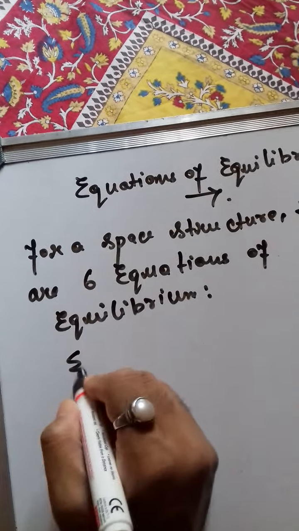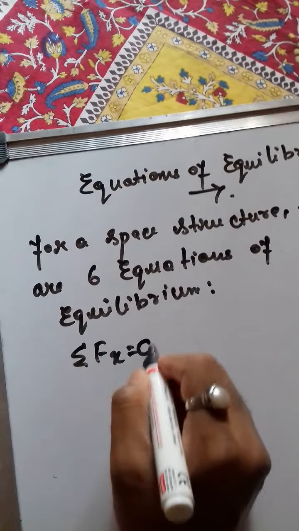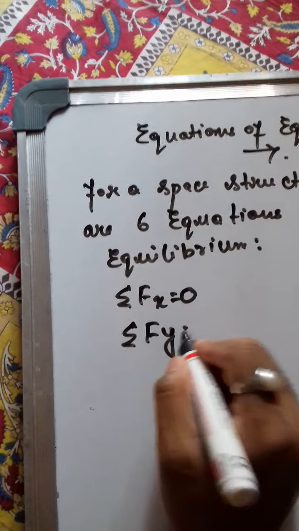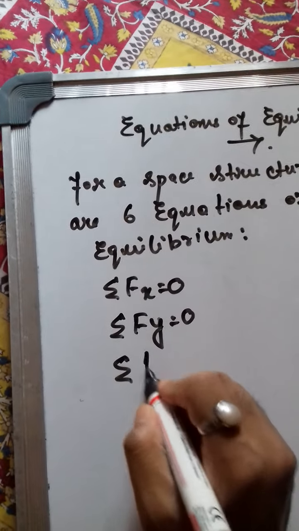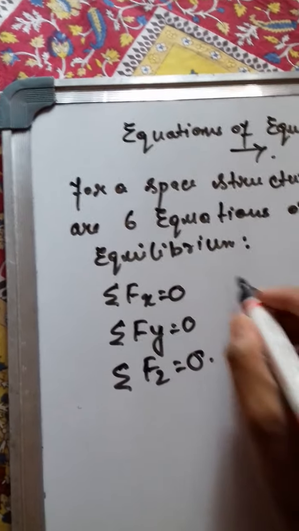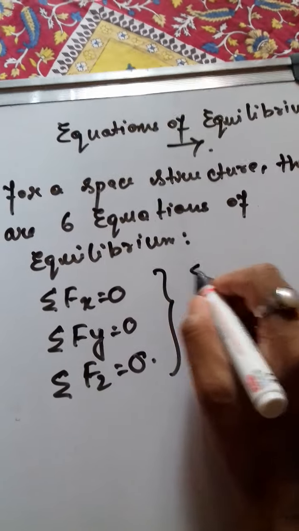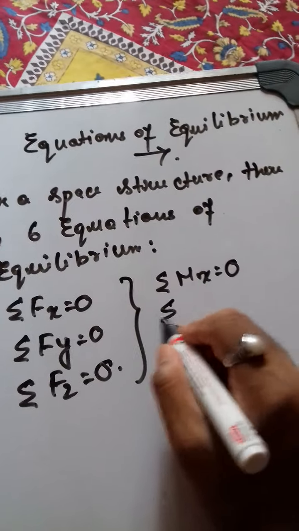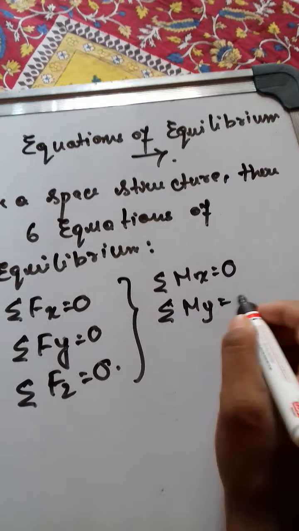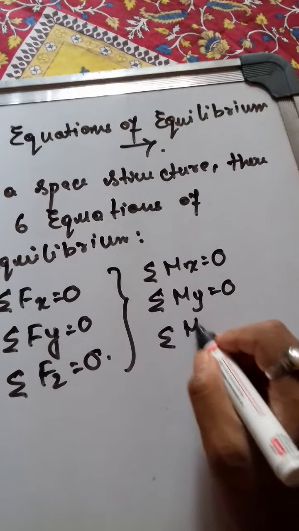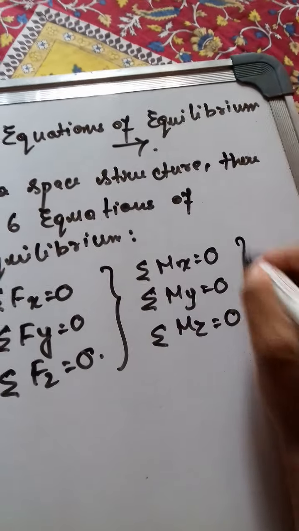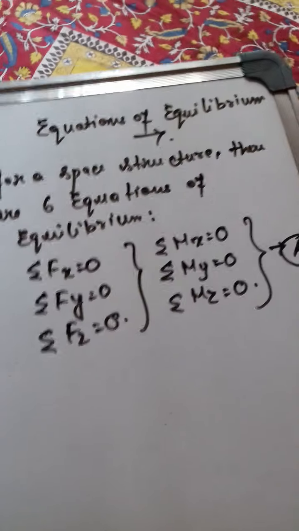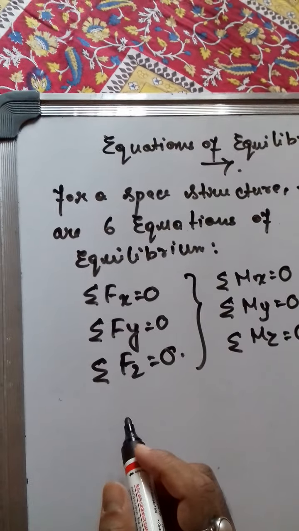That is summation of Fx equal to 0, summation of Fy equal to 0, summation of Fz equal to 0, and summation of Mx equal to 0, that is moment, summation of My equal to 0, summation of Mz equal to 0. These are the main equations of equilibrium.